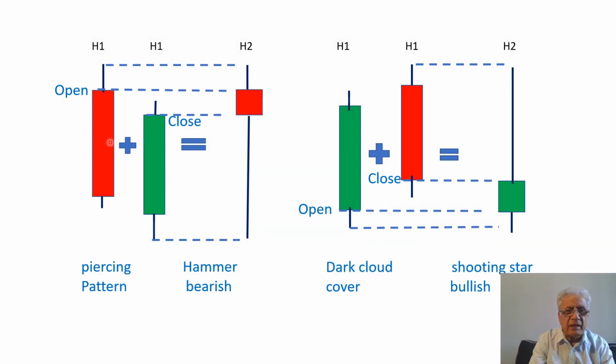Piercing pattern is seen at the bottom of a downward trend. Dark cloud cover is seen at the top of an upward trend.